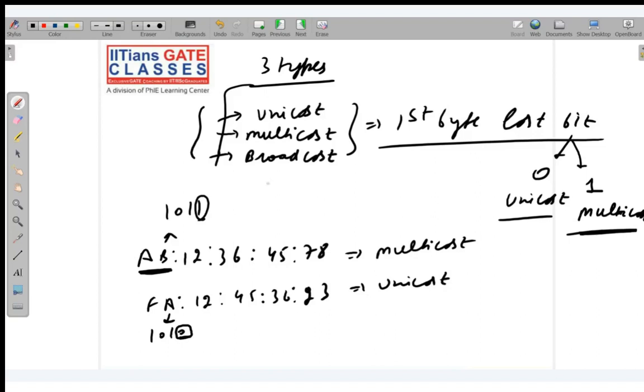Okay, and the last is broadcast. Broadcast is only one address, that is all ones. Broadcast means all ones, that is FF, FF, FF, FF, FF. So you can check that out whether it is legal or illegal.